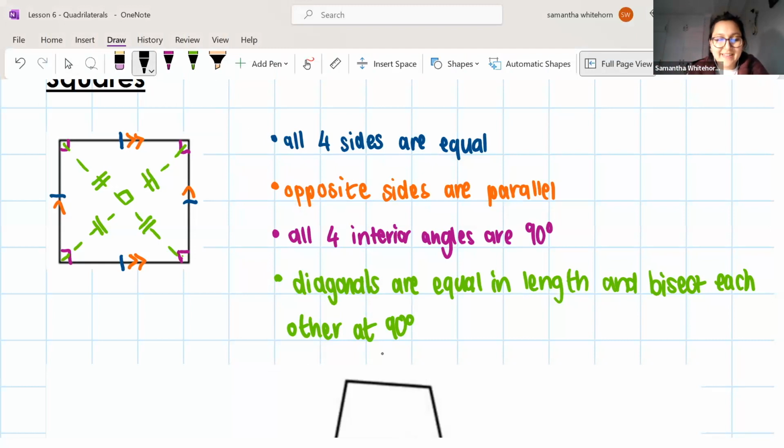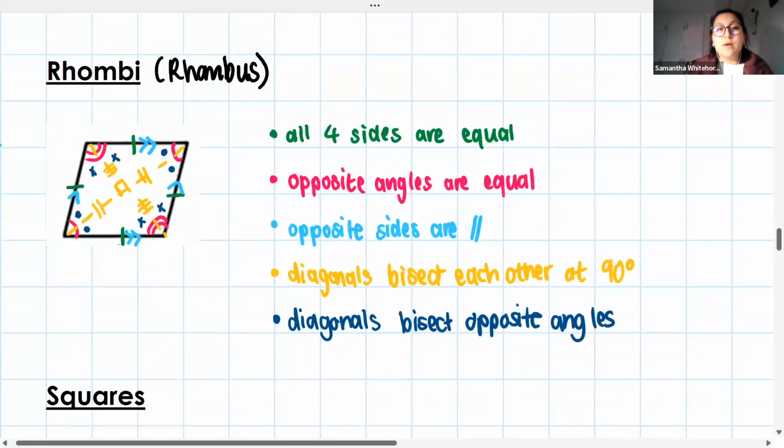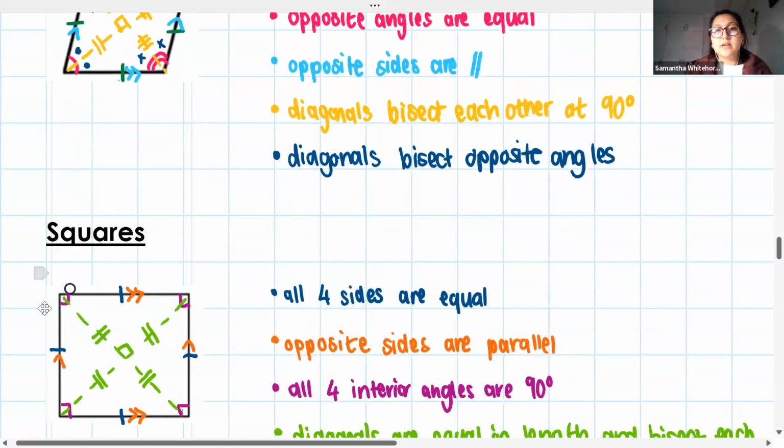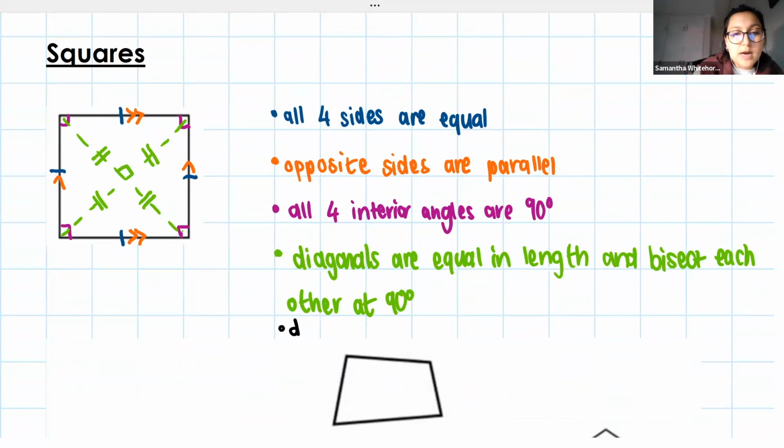Okay. So guys, the last one that I want to add here, if you go back to the rhombus characteristic, we said that the diagonals cut the opposite angles in half. The same is true for a square. So our diagonals bisect the opposite angles.